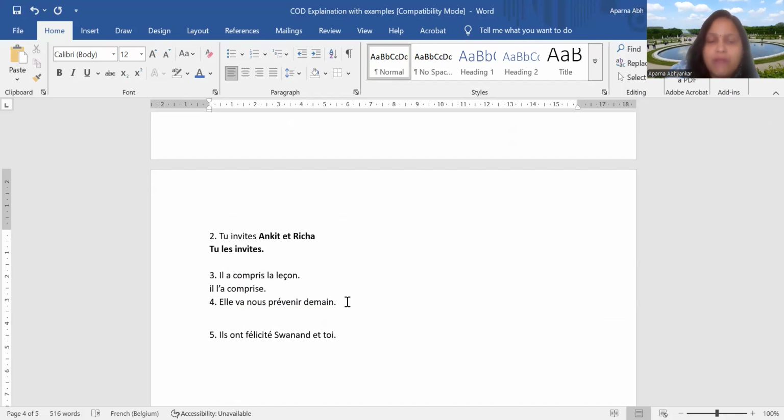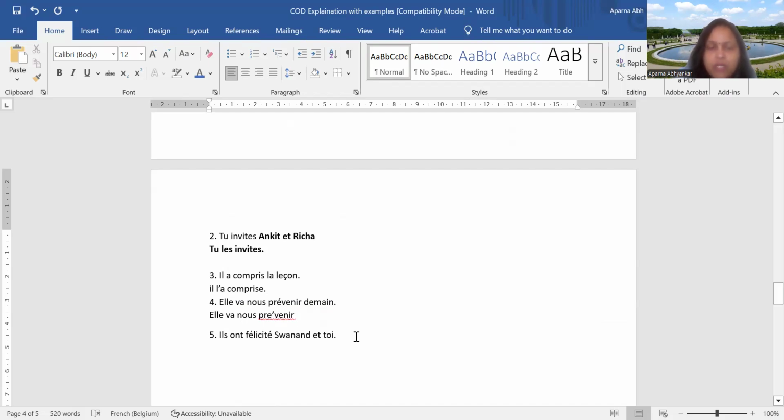Let's see the fourth one. Elle va nous prévenir demain. So here if you see the pronoun is already used between the two verbs. So it remains the same. Elle va nous prévenir. Before the second infinitive form of the verb, it remains the same. Elle va nous prévenir demain as it is.